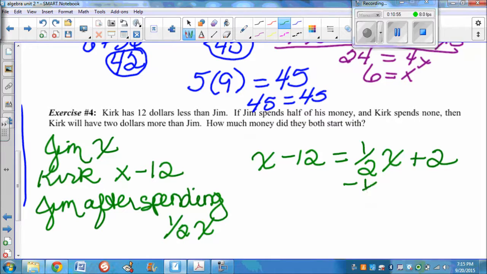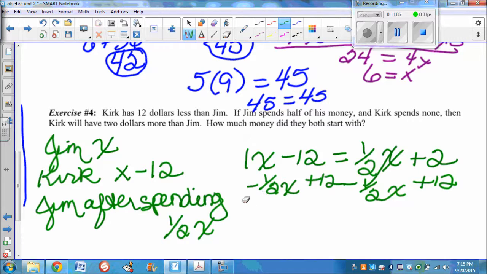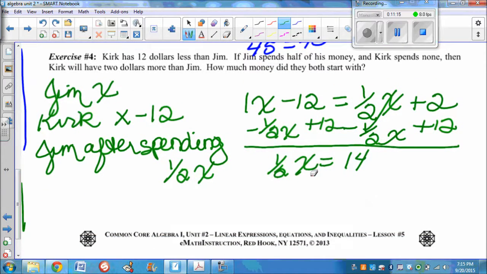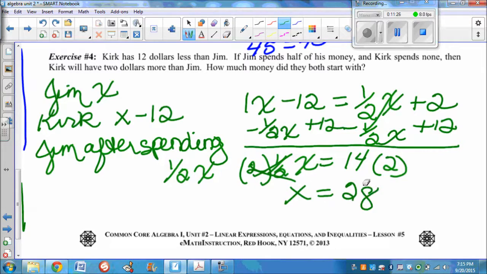So if I subtract 1/2 X, remember that's a 1X there, subtract 1/2 X, and we can add 12 at the same time, save us some space. So 1/2 X equals 14. So think to yourself here, 1/2 of what number gives you 14? Or we could multiply both sides by 2 over 1, and we end up with X is 28.